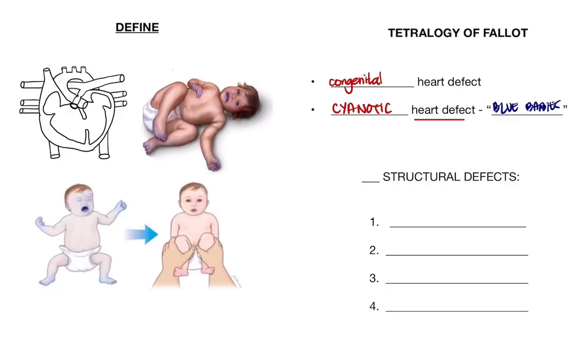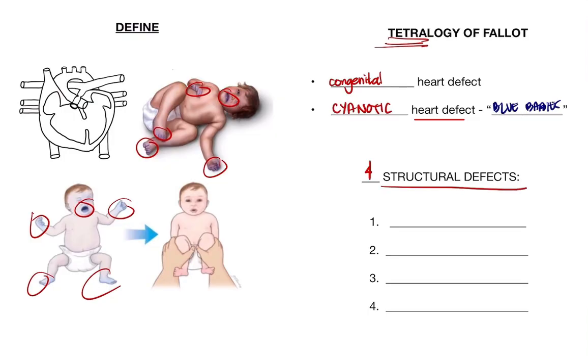And that is because there's a huge decrease in the oxygenation of the patient's blood, which leads to this bluish tinge, this cyanosis. All right? So from the word tetralogy of Fallot, tetra, meaning there are 4 structural defects that are present and that can be appreciated in this disease.